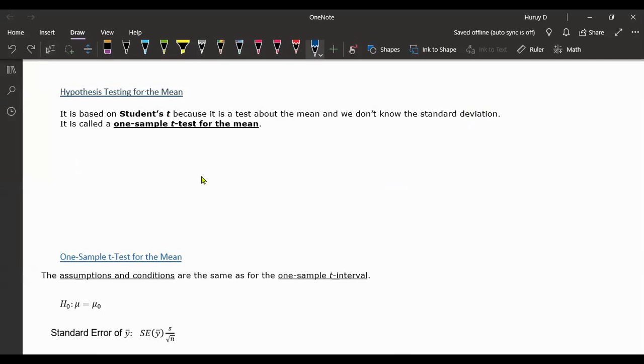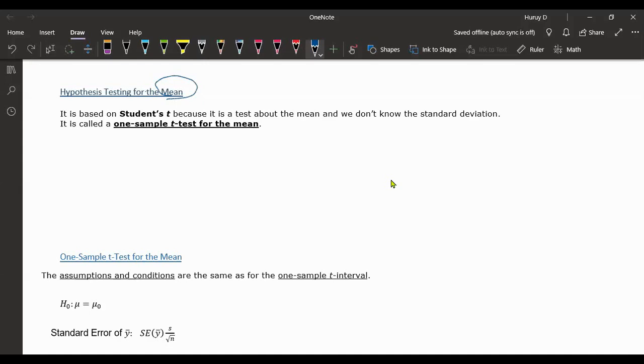Last time we discussed hypothesis testing for proportion, which means population proportion. And now we will see what we do when the population parameter is the mean. So there are two questions here. When we do the hypothesis testing for mean, there are two things.